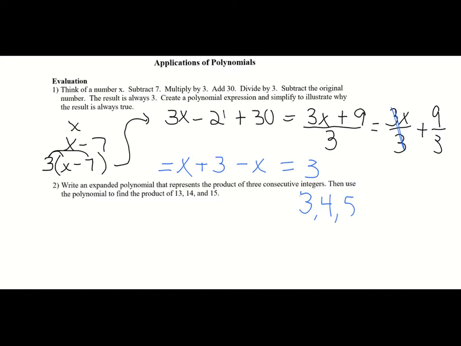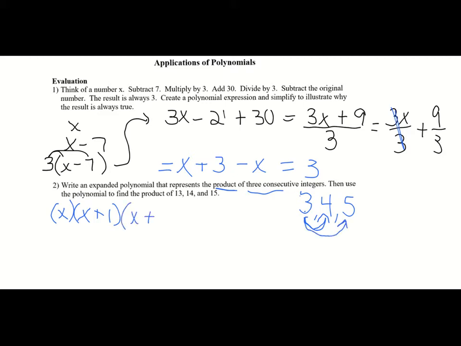To represent the first integer, we're going to have x. And we want to write an expanded polynomial that represents the product of 3 consecutive integers. And remember, product means multiplication. So now, how do I go from 3 to 4? What do I do to 3 to get 4? Hopefully you're like, well, you add 1 to it. So if we start with x as our original number, our second number will be x plus 1. And then again, starting at 3, how do we go to 5? We have to add 2.